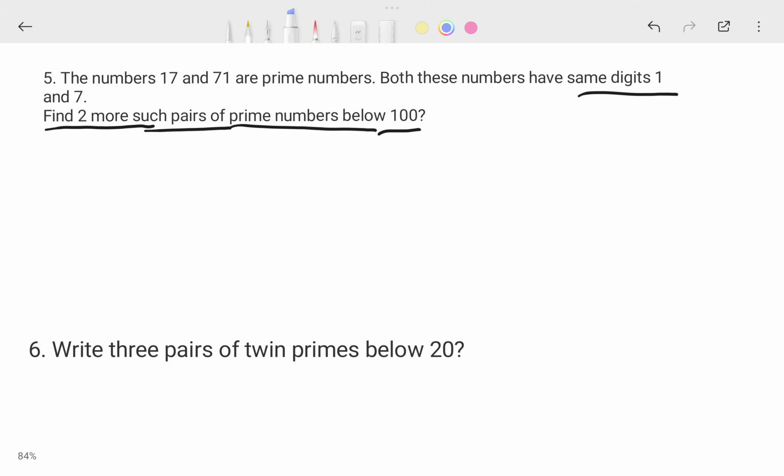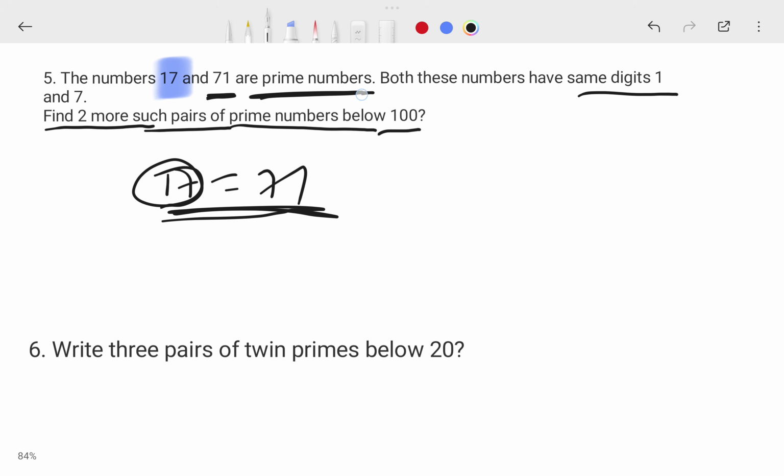This question is telling, if you see 17 is there, this is a prime number. If you change the digits like that, 71, then this number also has to be a prime number. 17 is prime, and after changing we got 71, and 71 is also prime. So like that we have to write two more numbers with the same digits. We have to write such pairs, two more, below 100.